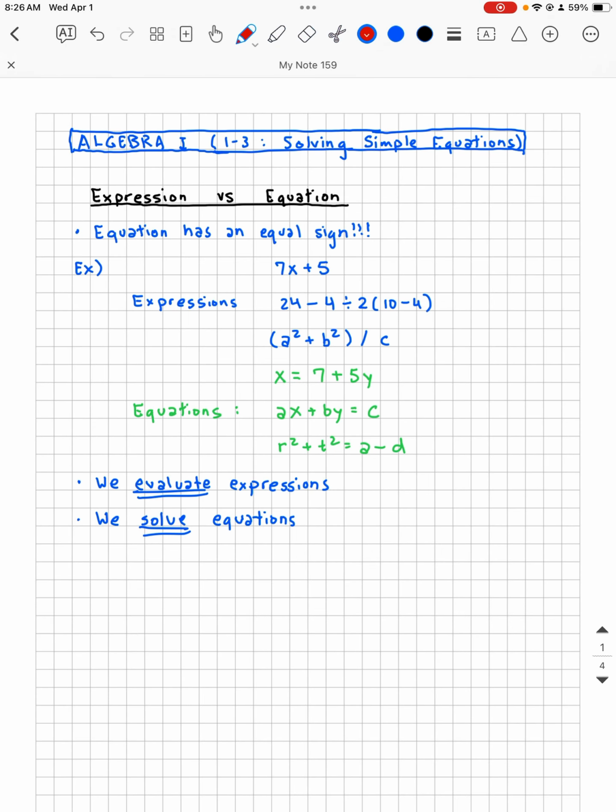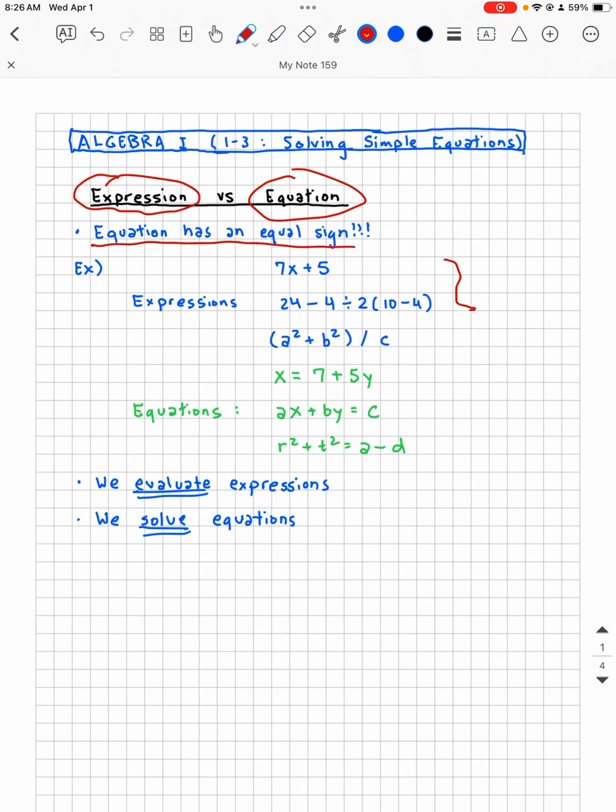In today's lesson in Algebra 1, solving for simple equations, well, as the title suggested, we're going to learn how to solve for simple algebraic equations. Now, first off, we're going to have to tell the difference between an expression versus an equation. Simply put, an equation has an equal sign. That's literally the only difference.